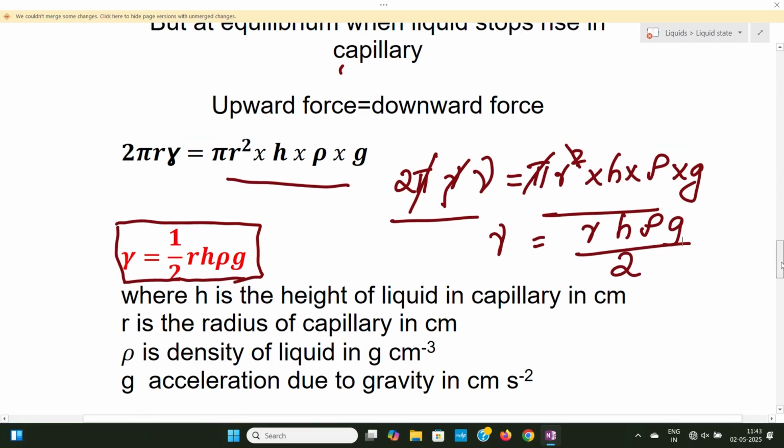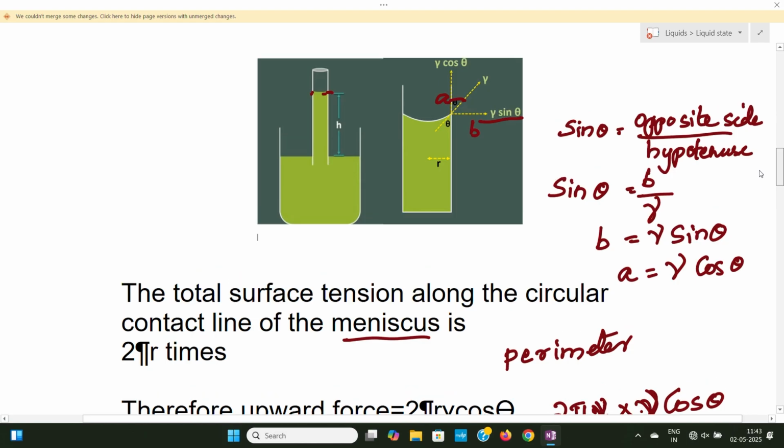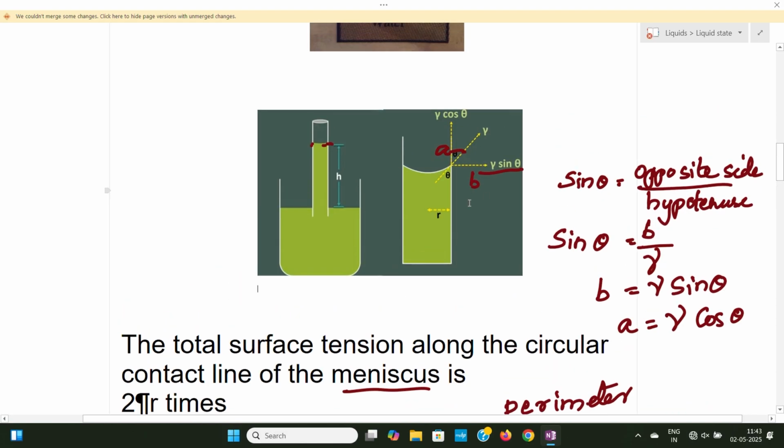So once again I repeat, first we have to find out the upward force. The upward force is nothing but the perimeter into the vertical component, that is 2 pi r into gamma cos theta. Then for most of the liquids, since theta is 0, cos 0 is equal to 1. Therefore, the upward force will be equal to 2 pi r gamma.